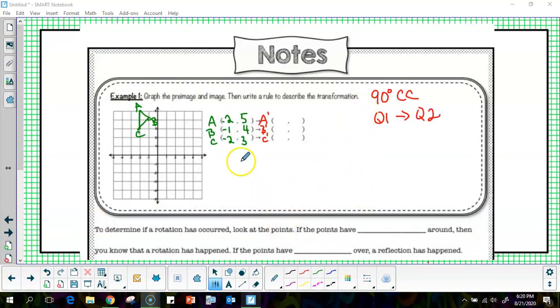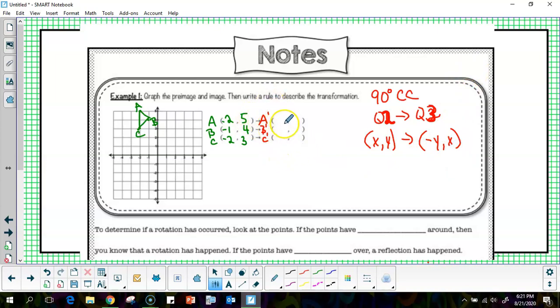So in example 1, I have graphed the pre-image and I've put the ordered pairs here. And what we want is a 90-degree counterclockwise rotation. So it's going to go from, sorry, I put quadrant 1 to 2. It's actually 2 to 3. So it's going from quadrant 2 to quadrant 3. So it's 90 degrees counterclockwise. Well, what was our rule? Our rule is opposite of y, x. So I'm going to go ahead and do the ordered pairs.